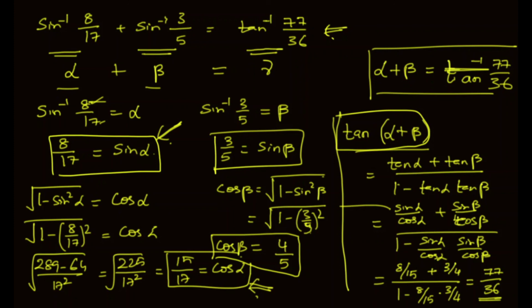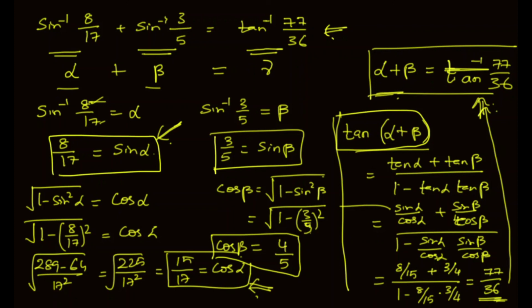What is alpha plus beta going to be? It is going to be tan inverse of 77 by 36. If you take tan inverse function on both sides, tan inverse of tan would work as the identity function. So alpha plus beta would be the result. Right hand side becomes tan inverse 77 by 36, and that's how you end up getting alpha plus beta is equal to tan inverse 77 by 36. And that is what we were trying to find out, right?